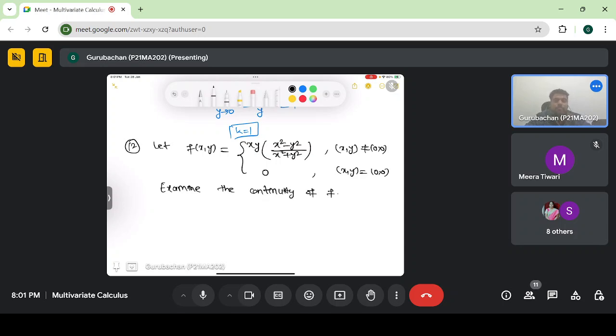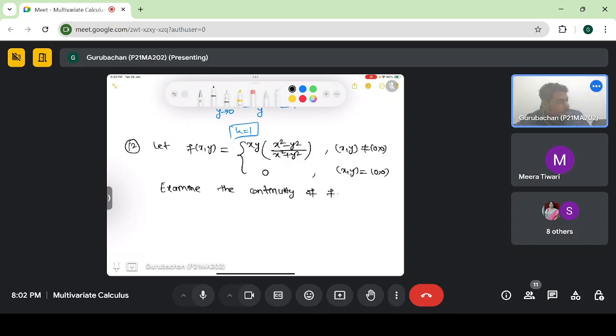Can we say that the function is continuous? Yes, sir. Why? By algebra of continuity, we can say that this function is continuous for all the points (x, y) which are not (0, 0). Now, what if (x, y) is (0, 0)? We have to check that.